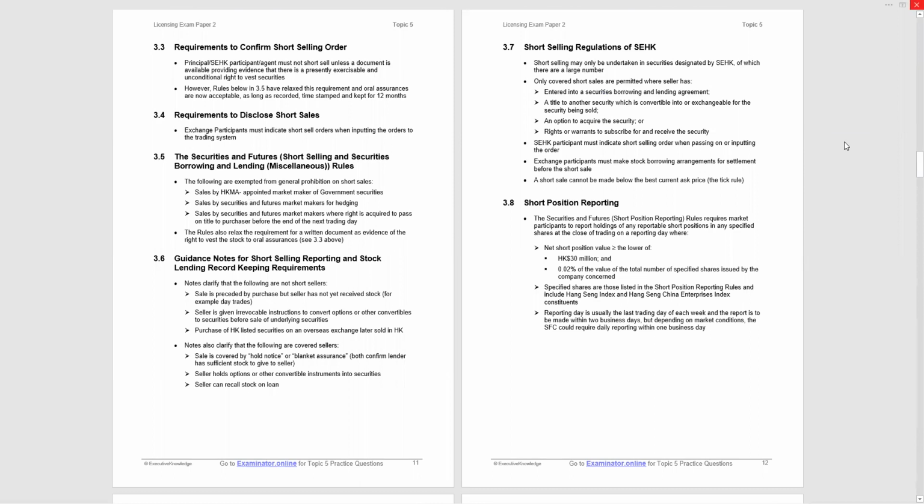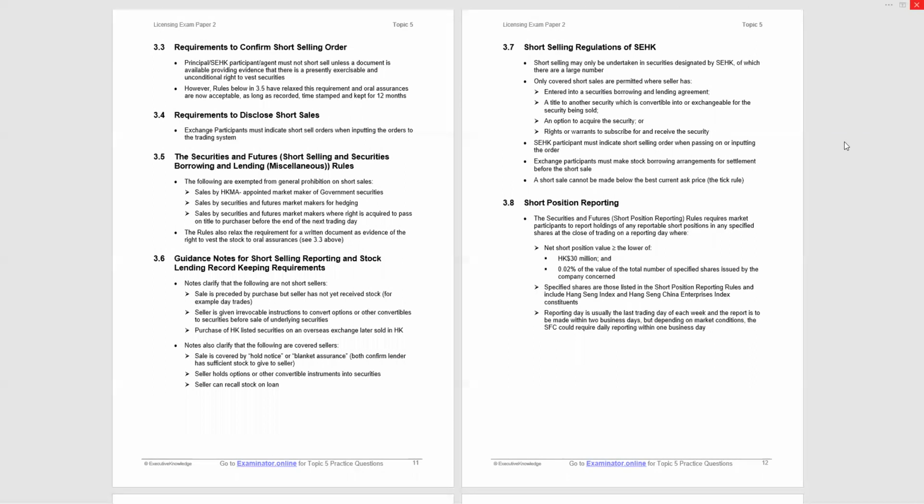What other points do I wish to highlight? 3.6. Notes, these are guidance notes. The notes clarify that the following are not short sellers. Sale is preceded by purchase, but seller has not yet received stock. Seller is given irrevocable instructions to convert options or other convertibles to securities before sale of underlying securities, and the purchase of Hong Kong listed securities on an overseas exchange and they're later sold. So that clarifies those individuals are not short sellers.